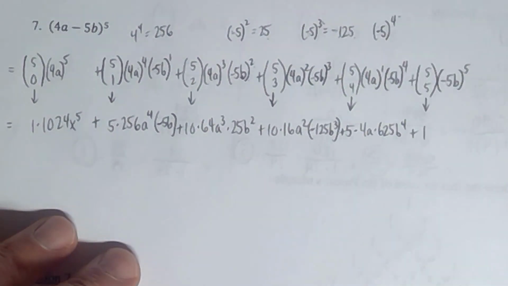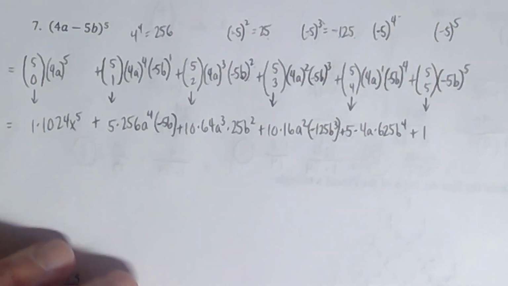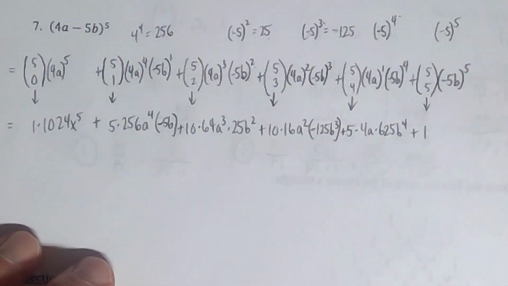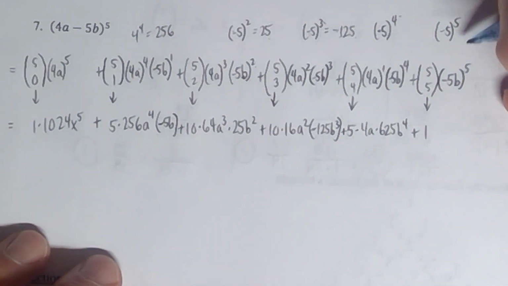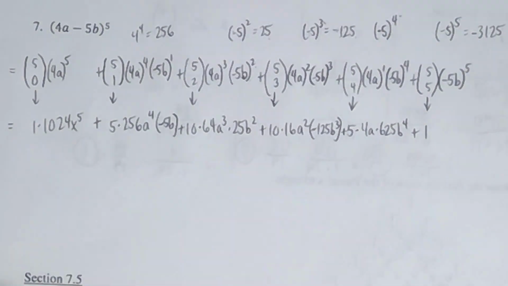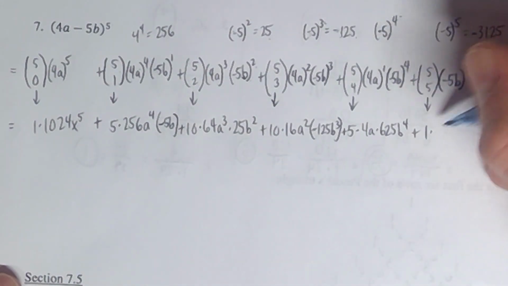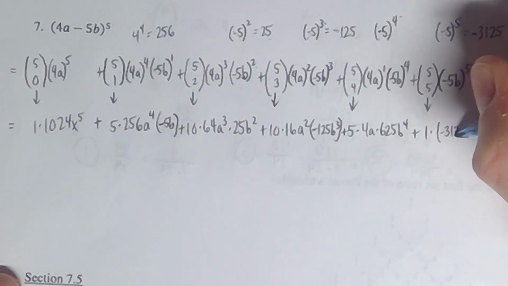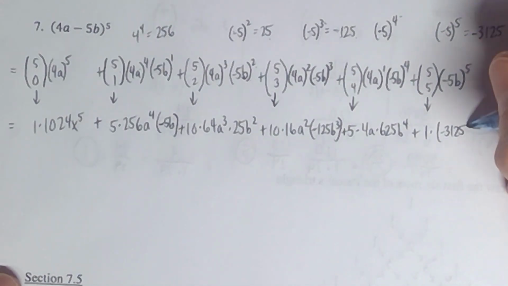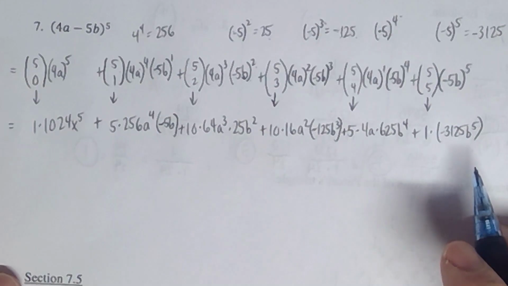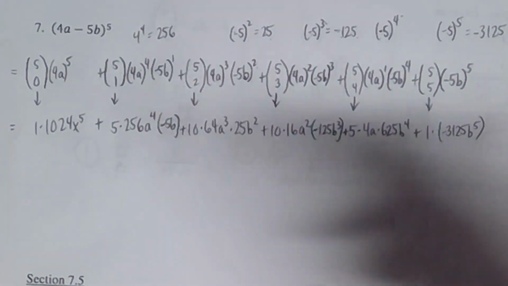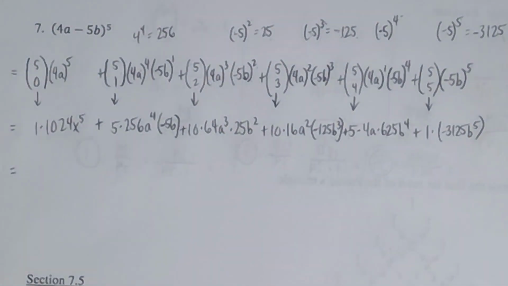Bring down the plus, and then negative 5b to the fifth. What is negative 5 to the fifth? You could do 5 to the fifth on your calculator, which is 3125. But because a negative number to the odd power is negative, it's actually going to be negative 3125. And so this is going to end up being 1 times negative 3125, and then take the b to the fifth right there, like that. Okay, so some big numbers here, right? Okay, but that's why we got calculators.